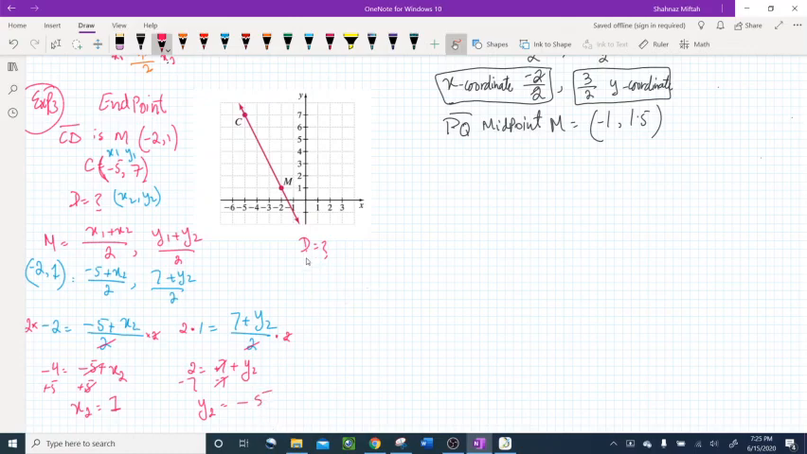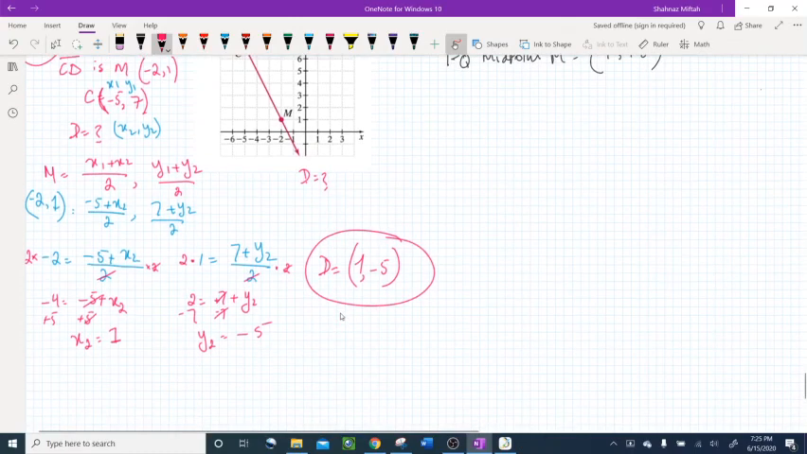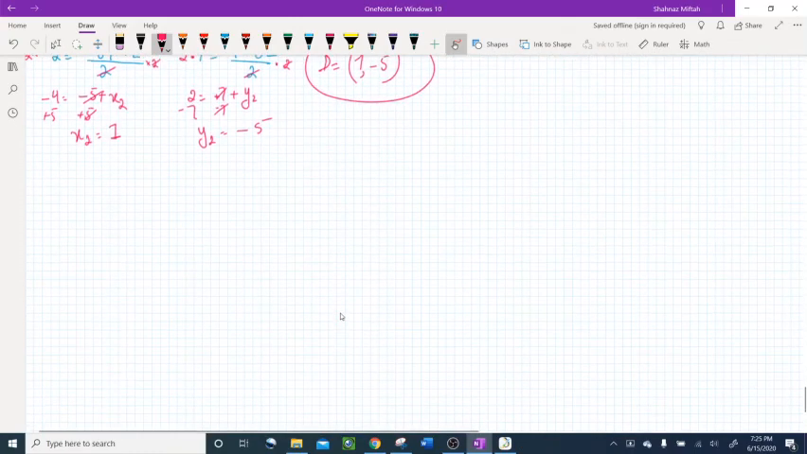So what are the coordinates of this endpoint D? They are 1 and -5. And those are the coordinates of D. And that's exactly what they are asking me. Okay, so let's do distance formula.